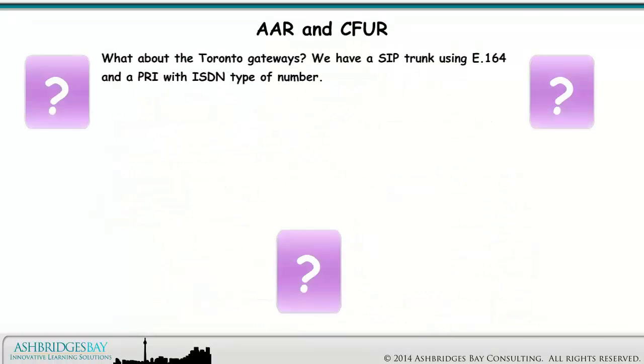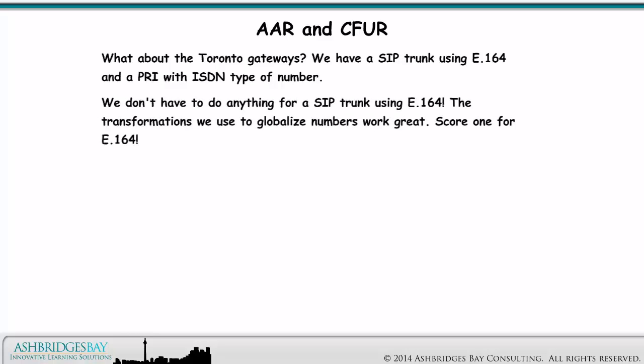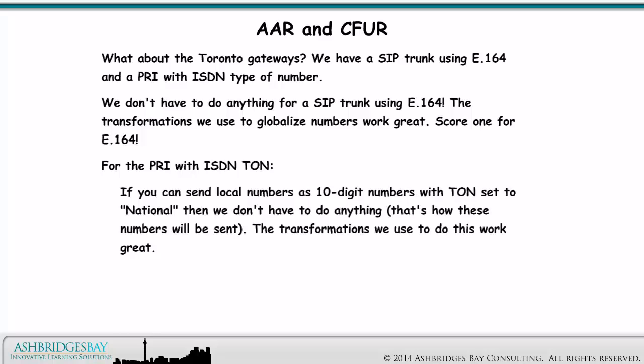What about the Toronto gateways? We have a SIP trunk using E.164 and a PRI with ISDN type of number. We don't have to do anything for SIP trunk using E.164. The transformations we use to globalize numbers work great. Score 1 for E.164.